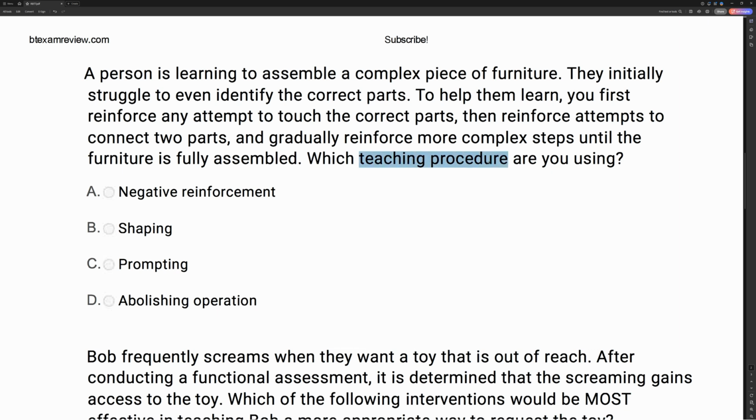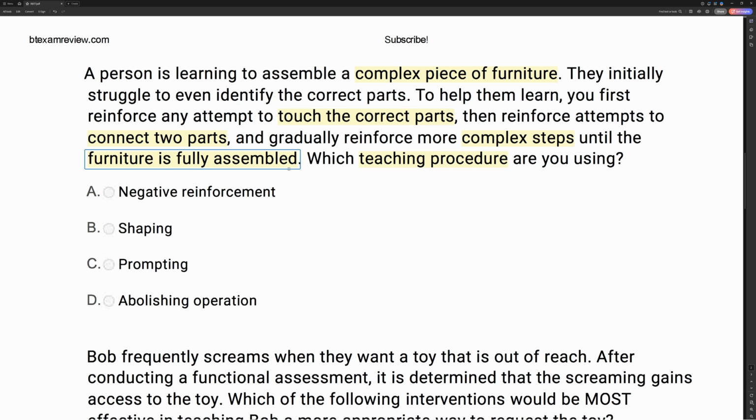So we're looking at a teaching procedure. The person is learning to assemble a complex piece of furniture. In other words, we have a complex behavior. They can't even identify the correct parts at first. So to help them learn, you at first reinforce any attempt to even touch correct parts. So we're starting at the very, very bottom of this skill. If they try to touch the correct parts, you give them reinforcement. You then change that to connecting two parts. Now we're getting closer to our terminal or final behavior. And you go on and on and on, more complex steps until the furniture is assembled.